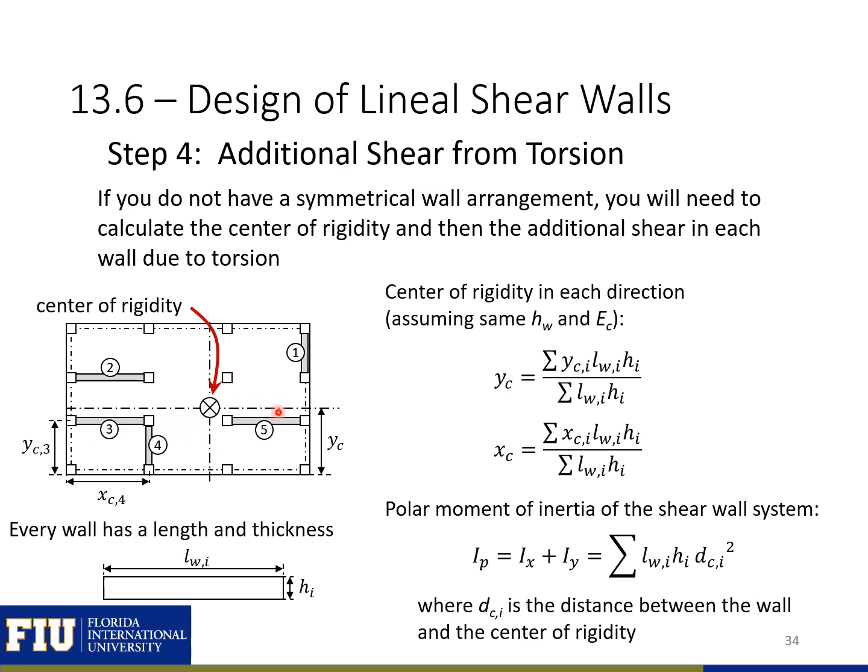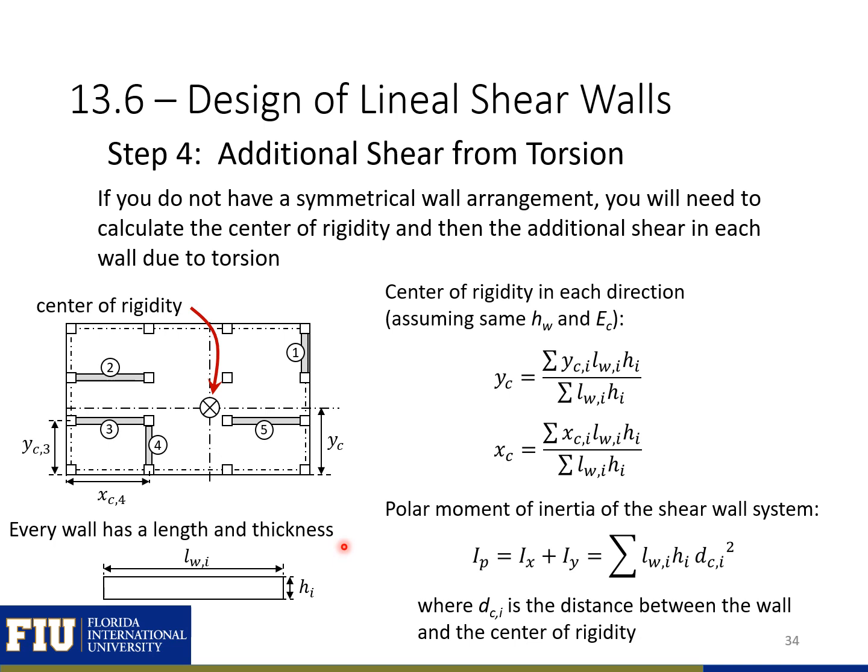So in our y direction here, we have two walls on the lower side and only one wall on the top. So the center of rigidity is pulled down. And in the vertical direction here, we have one wall further to the right than this wall. So the center of rigidity is pulled to the right towards this other wall.